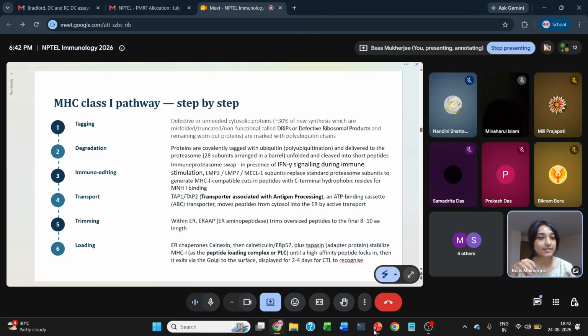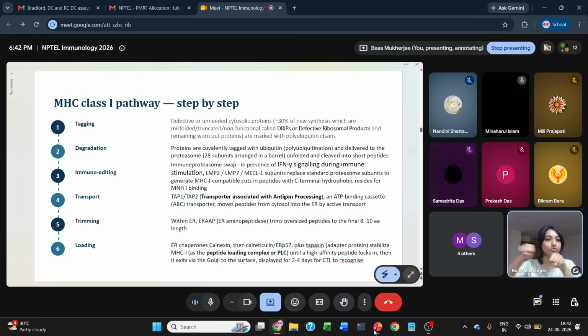30% of newly synthesized proteins which are misfolded, truncated, non-functional, these proteins are called DRIBs. So DRIB is a defective ribosomal product, and the remaining worn out proteins. Worn out proteins are the proteins whose shelf life is over. They have done their work. They now need to get removed. Okay. So they are marked with polyubiquitin chains.